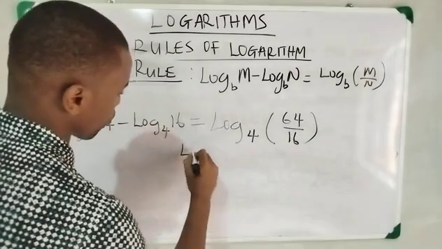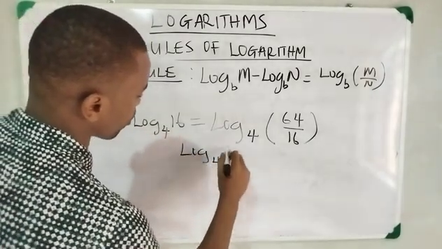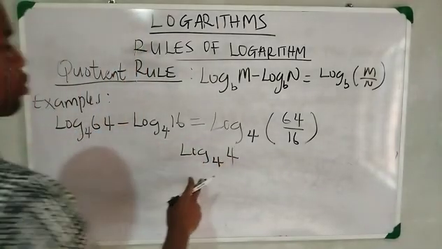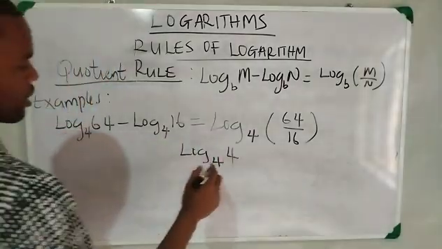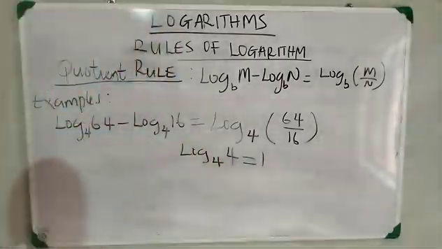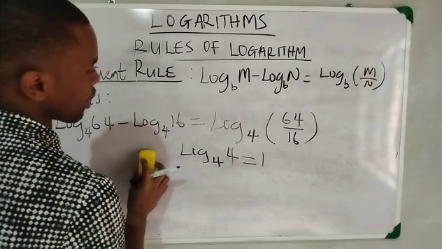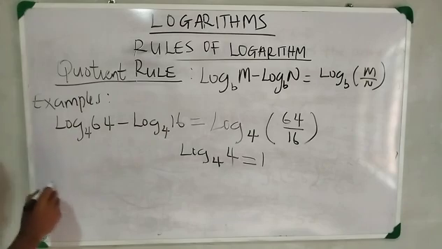And what is 64 divided by 16? 64 divided by 16 is 4. So I'm going to be having log 4 of 4. And we know that from the identity rule, when the base and the number are the same, it's equal to 1. Is that easy? Alright? Now let's solve another example.